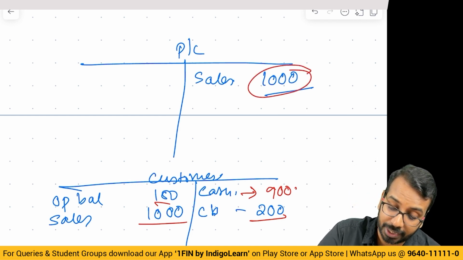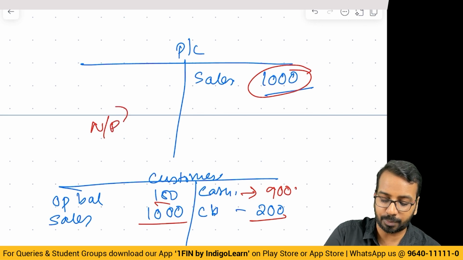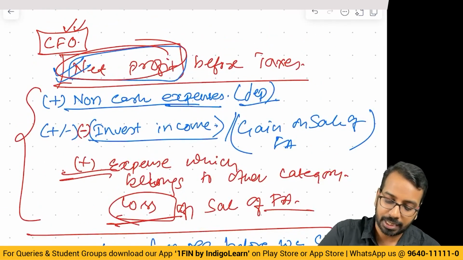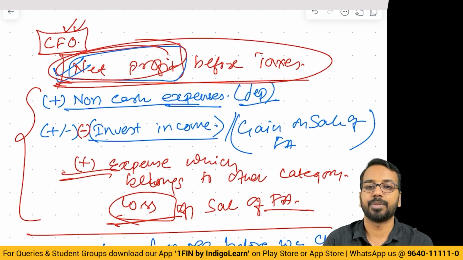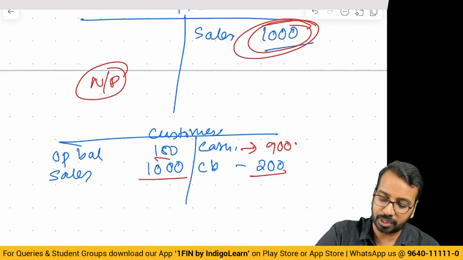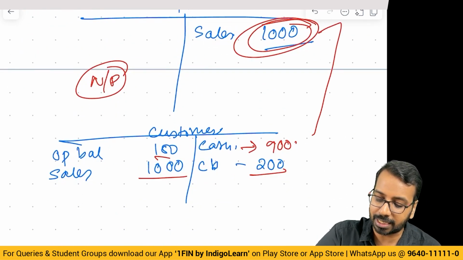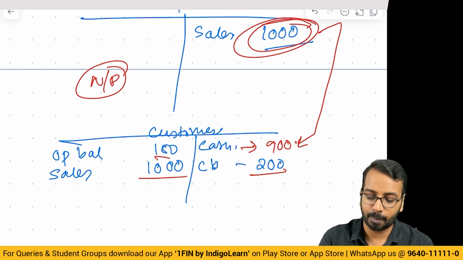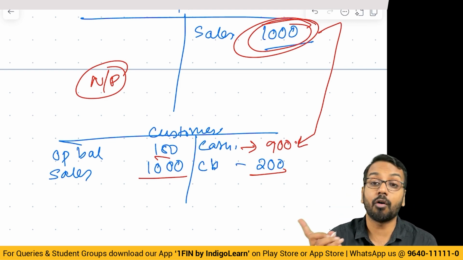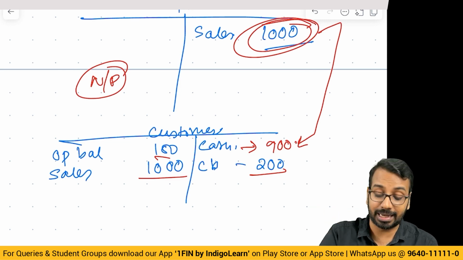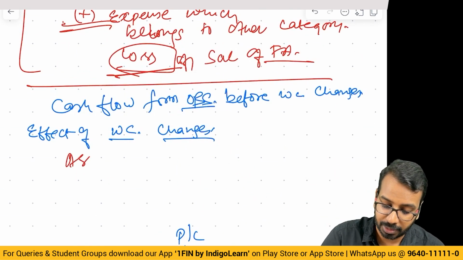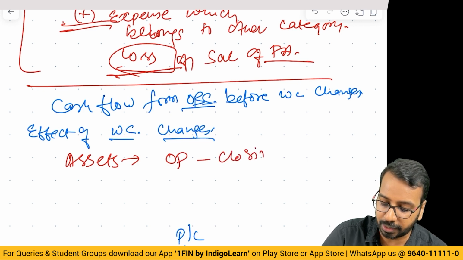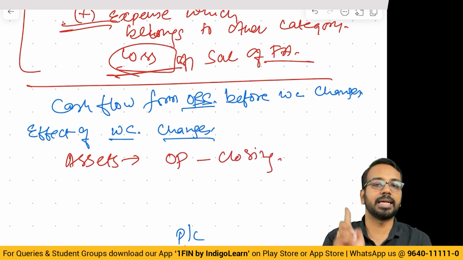But while calculating net profit, I have taken sales of 1000. The sales of 1000 is included in net profit here. Now I have to give the impact so that 1000 can come down to 900. How to do? A simple assumption is, for all the assets which are current assets, you will do opening minus closing. Remember this for the examination.